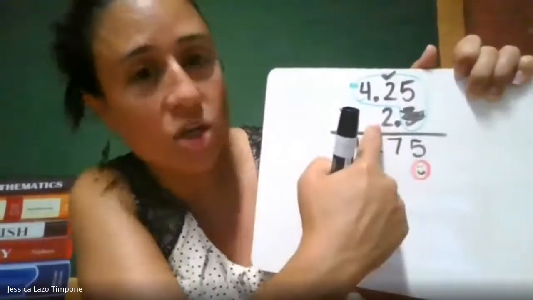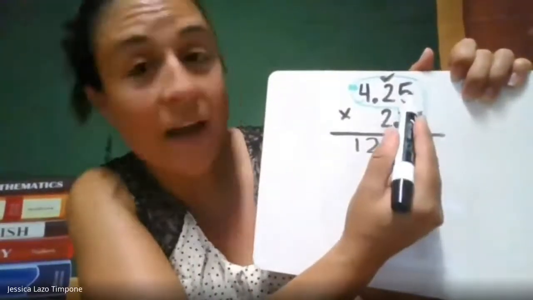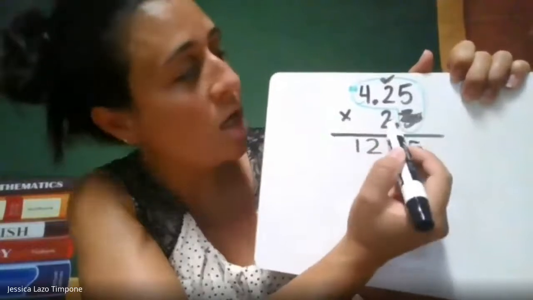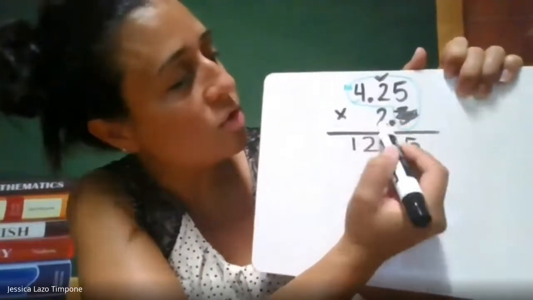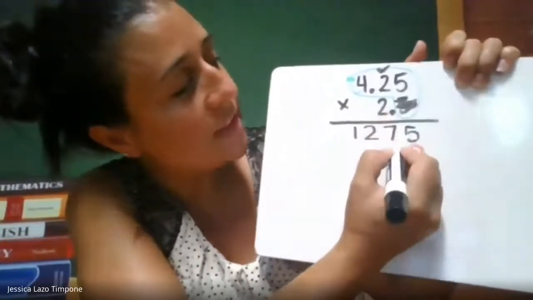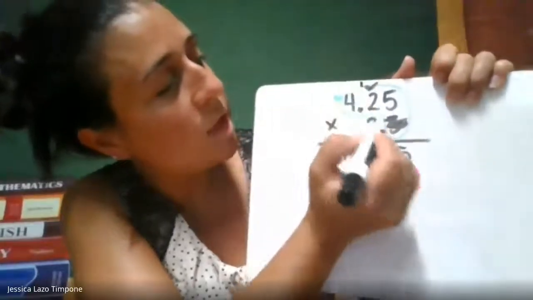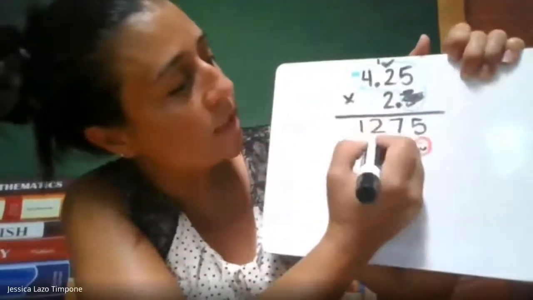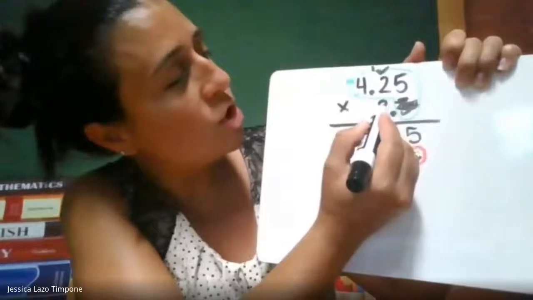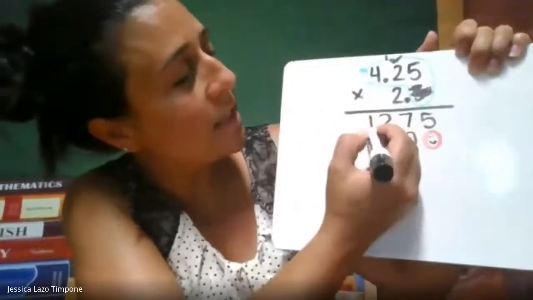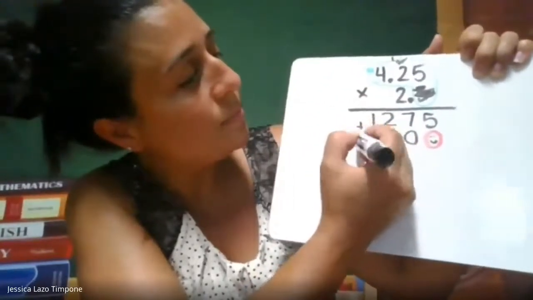Now it's the 2's turn. So we're going to multiply 2 times 5. We're going to start at the same number on top. 2 times 5, 2 times 2, and 2 times 4. 2 times 5 is 10. Carry the 1. 2 times 2 is 4, plus 1 is 5. And 2 times 4 is 8.